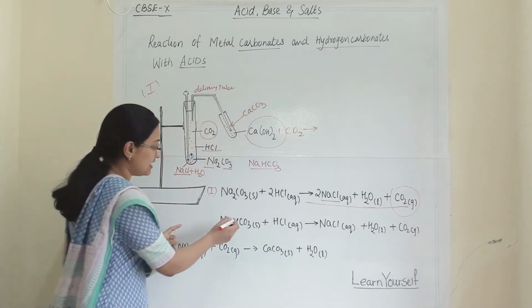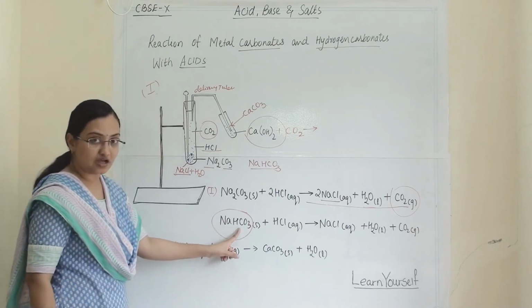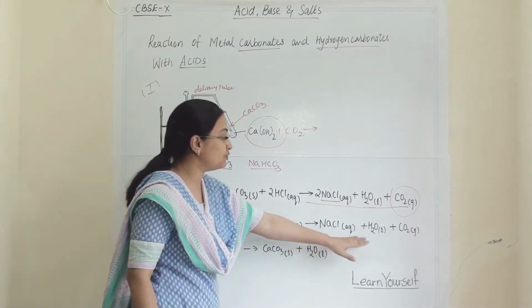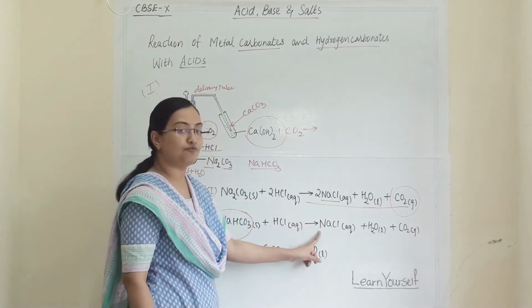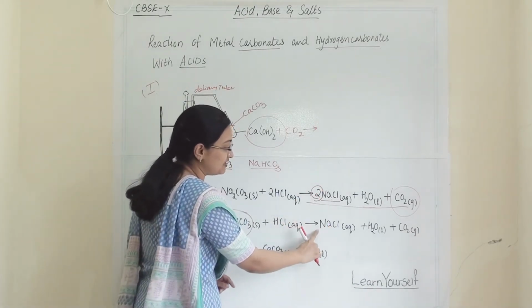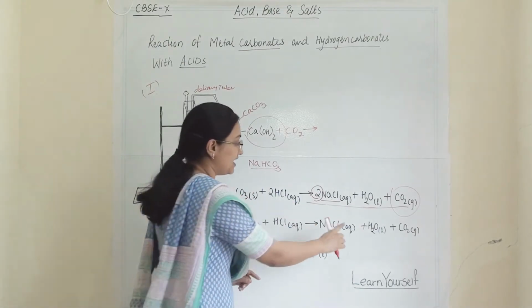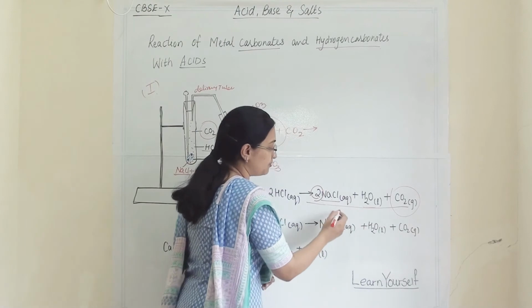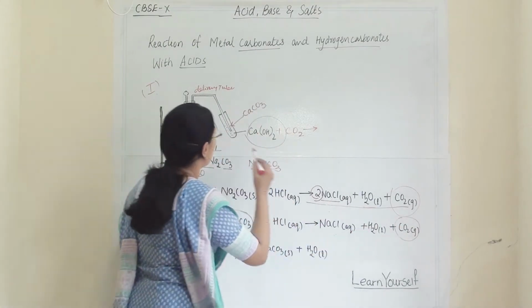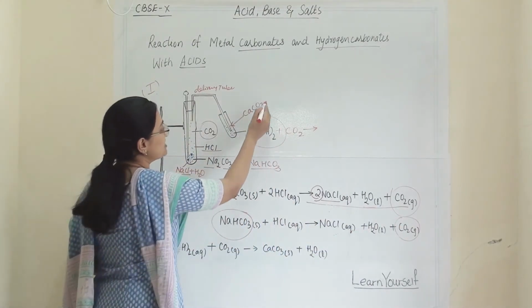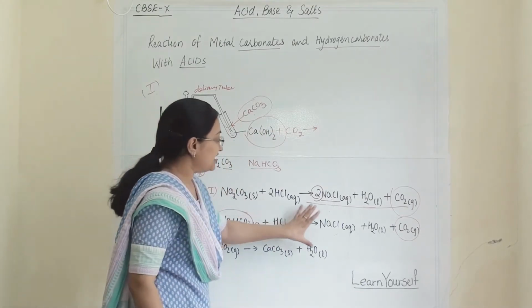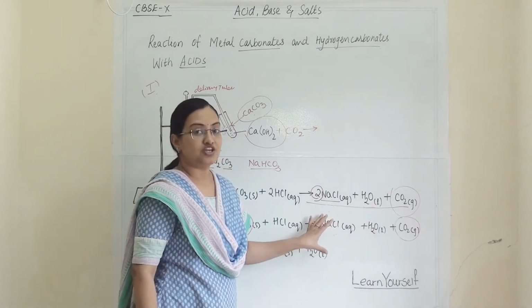When we are taking sodium hydrogen carbonate or when we are taking metal hydrogen carbonate, then our products will remain same. Only the amount of product will change. Here we are getting 2 molecules of NaCl, whereas here we will get 1 molecule of NaCl. And water and carbon dioxide, our products are going to remain same. And the same carbon dioxide will pass through this delivery tube, which will give us calcium carbonate in this test tube. So only the amount of products are going to change in this.